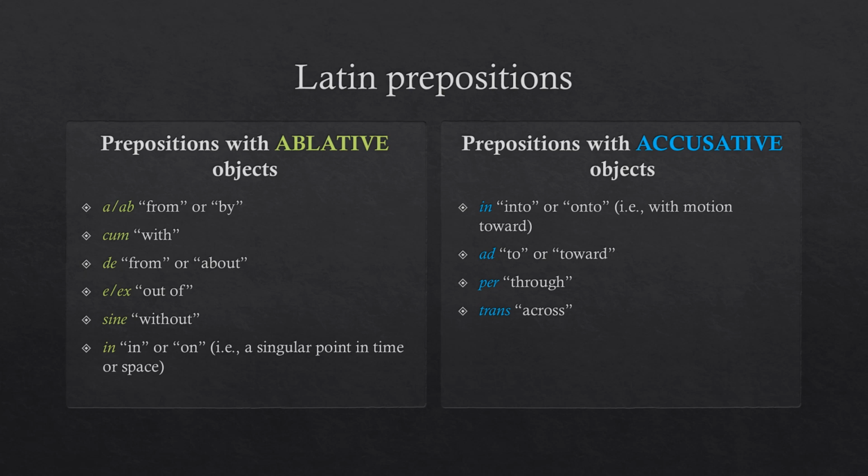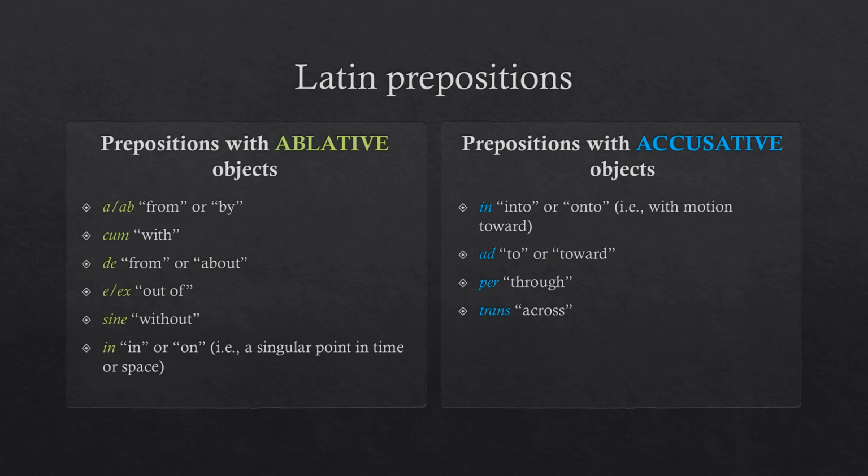The B in ab drops in front of words that start with consonants. Compare a magistro, from the teacher, versus ab equo, from the horse. This is also true of the X in ex. Compare ex agro, out of the field, versus e castris, out of the camp.